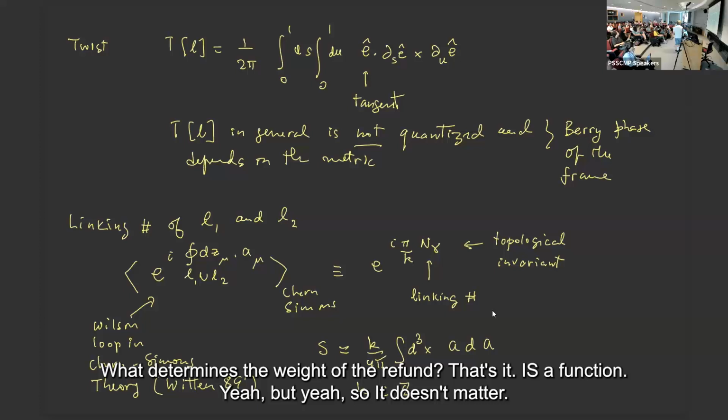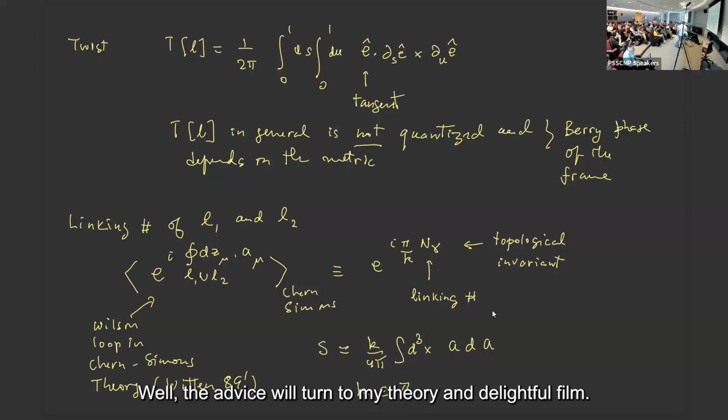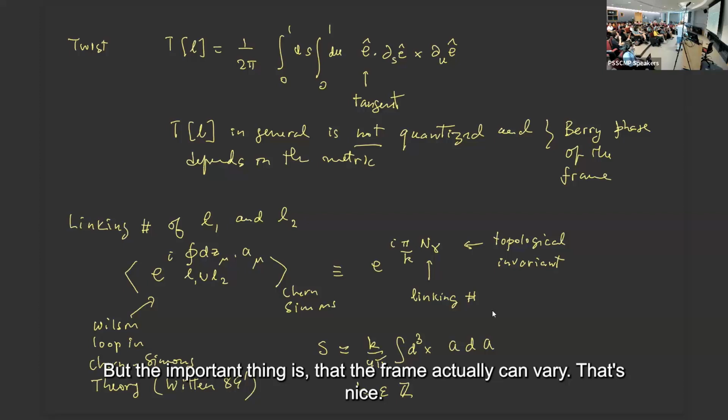What determines the width of the ribbon? That's a microscopic effect, so it varies as a function of S. Yeah, but it doesn't matter. I mean, the width is some number that you put in. In fact, the way you do this, I don't even need to do that. I can add a maximum term to my theory, and the maximum term provides the thickness. So you can do it in many different ways. But the important thing is that the frame actually can vary. This is important. Okay.